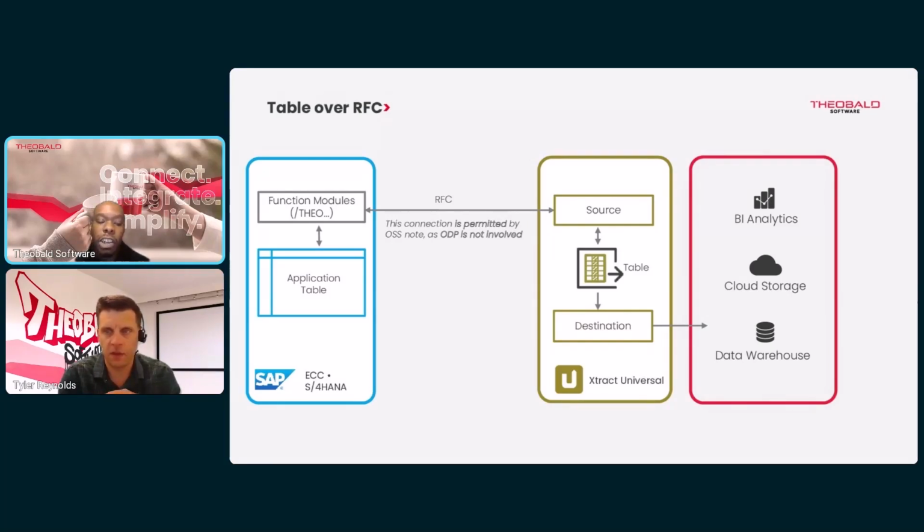We're extracting this information from your ECC or S/4HANA system, as you can see on the very bottom, and then pushing it over to that destination. This is our Xtract Universal tool, specifically the table component. You have the capability of extracting information from cluster tables, transparent and pool tables, joining transparent tables or related tables, and then landing that information to any BI analytics, cloud storage, or data warehouse destination of your choosing.